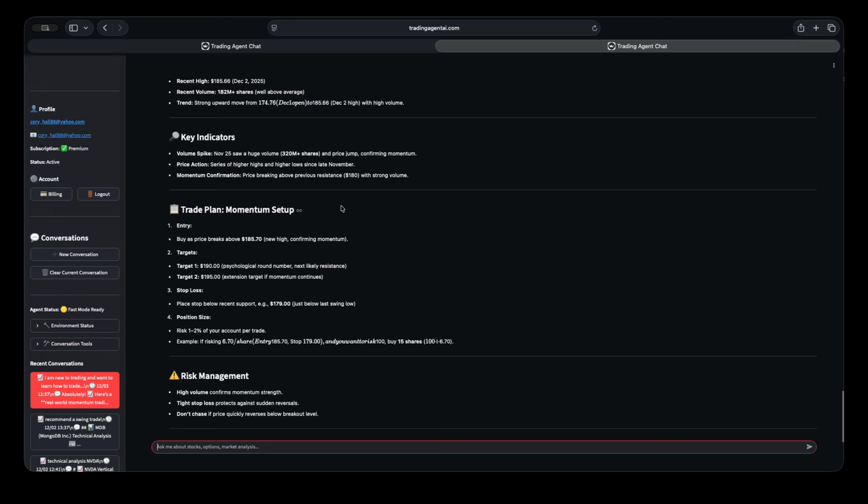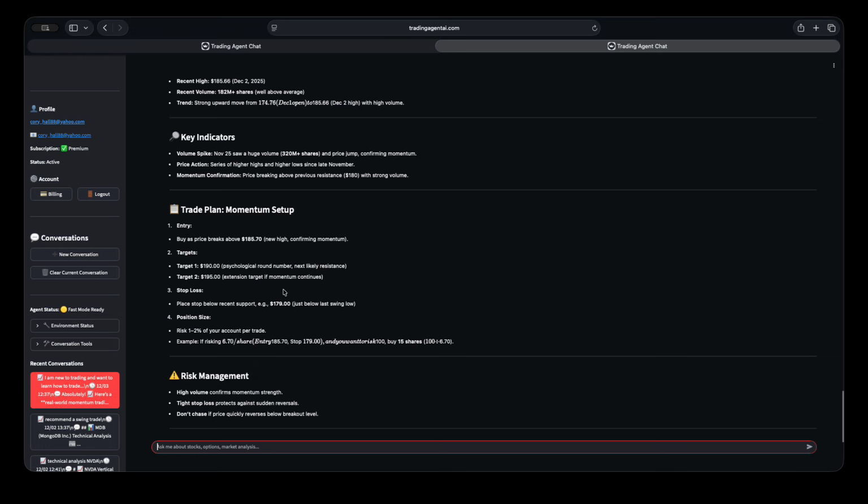And the reason why it's giving you 2 targets is that target 1 is a reasonable psychological number, and so you're going to lock in some profits there. But then also you'll have an opportunity to leave some behind just in case it continues to go, and then you can capture some of that as well.